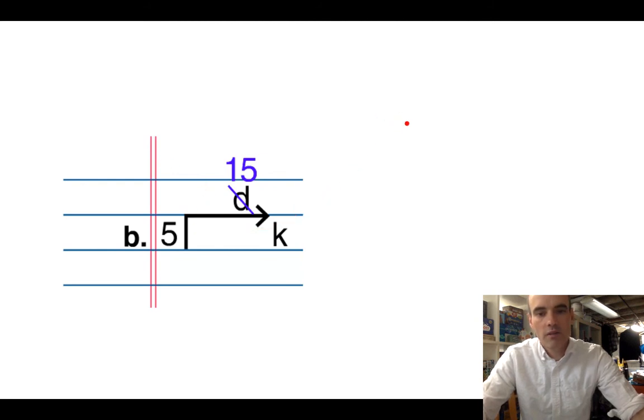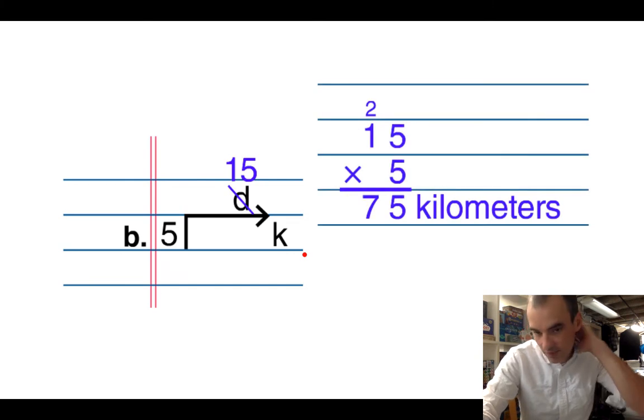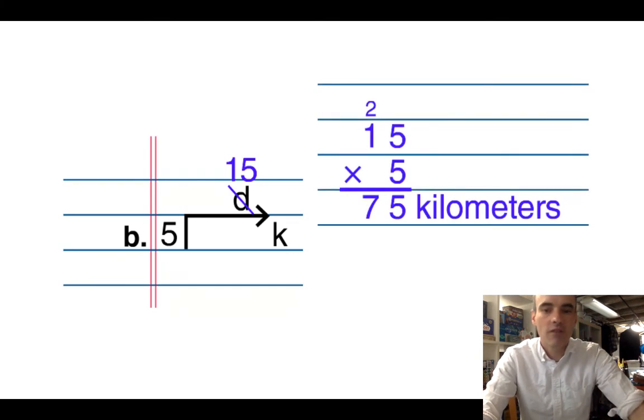What is 15 times 5? 5 times 5 is 25. 5 times 1 is 5, plus 2 would give us 75. Let's see if we're right. 75 what? 75 kilometers. So it's all about breaking down the problem, finding your first each number, thinking about your big number, and then figuring out your problem.